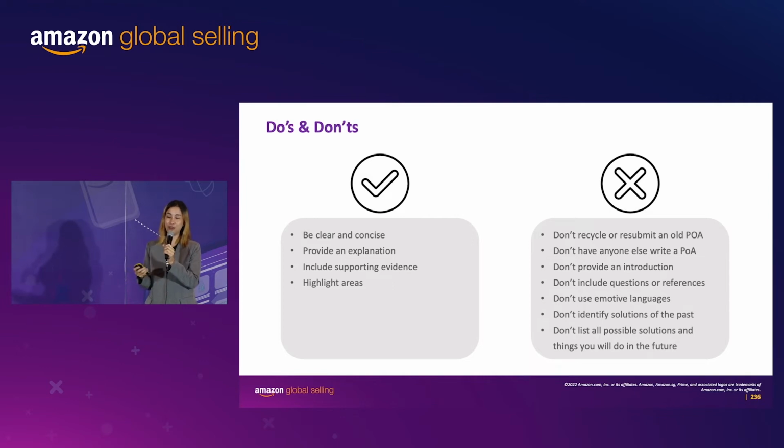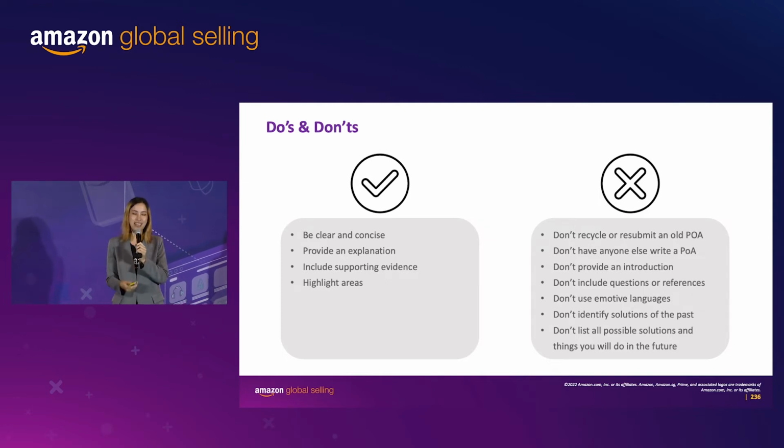So for the things you should avoid: even if you have had a similar issue before, please do not recycle or resubmit the same POA, because every issue is different, and the people who review will be able to see if you're just using the same one. And since you own this, you are the owner of your products, you know this best, so please do not ask anyone, including your account manager, to do this. And there's no need to provide any intro. Just go straight to the point. Don't include any questions or references. Focus on just dealing with the issues that are happening.